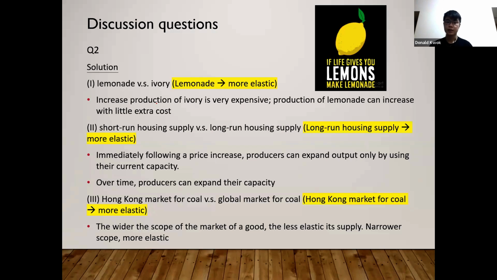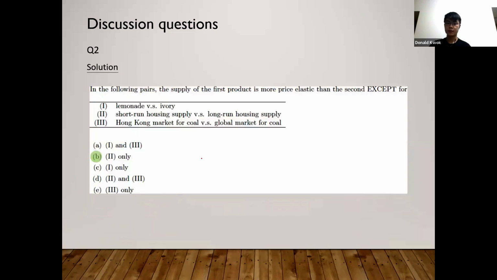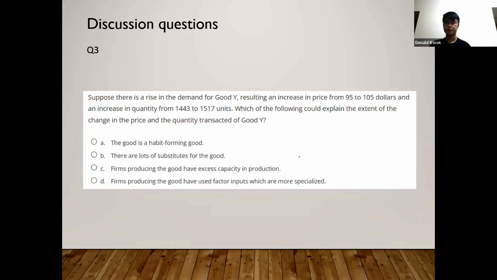So if you would like to increase the production of coal in the Hong Kong market, you can simply draw the resources from other regions. But for the global market for coal, it is hard for you to draw resources from other regions, right? So narrower scope, more elastic. So Hong Kong market for coal will have a more elastic supply than global market for coal. And among these three pairs, only the second one is the exception, where the second good has a more elastic supply than the first good. Okay, so that's all for question 2, and please take a look at the following one.